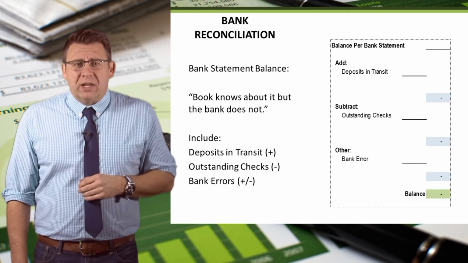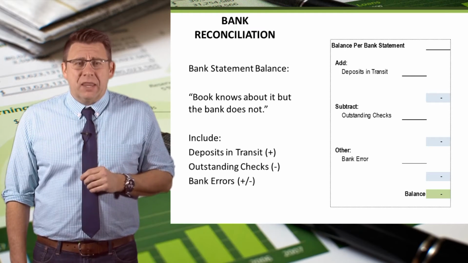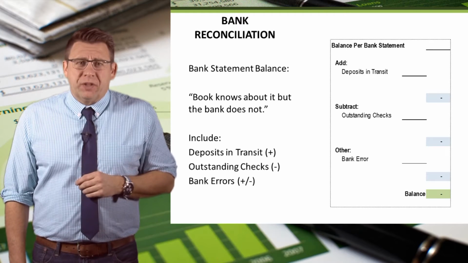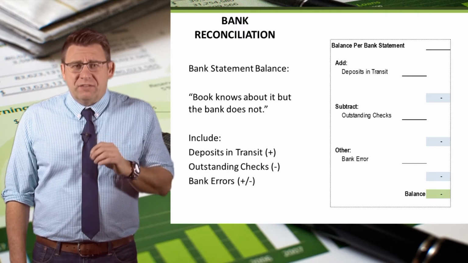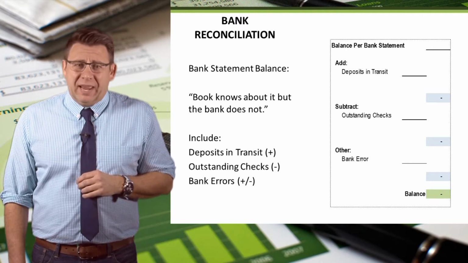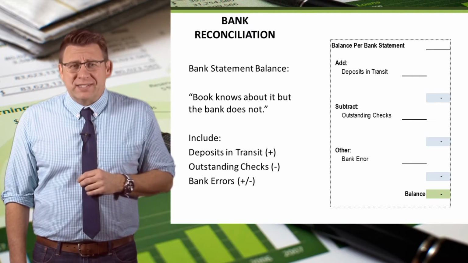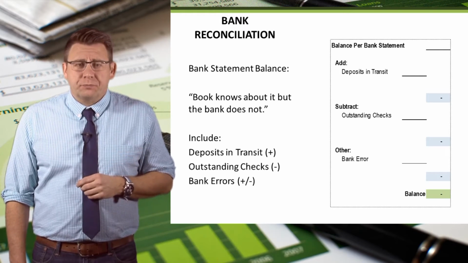Since there are two balances for cash, we will reconcile both the book balance and the bank statement balance in the process. To determine if something reconciles the bank side, I often think of it in these terms. It is stuff the book knows about, but the bank does not. The three most common items are deposits in transit, outstanding checks, and bank errors.